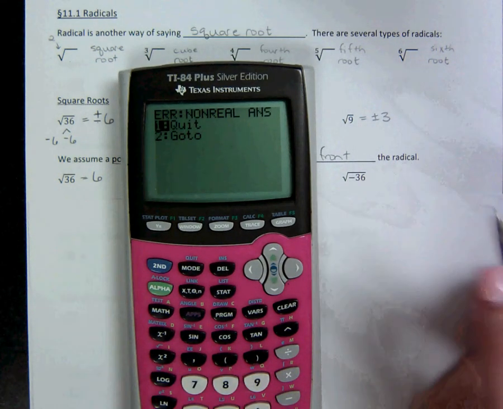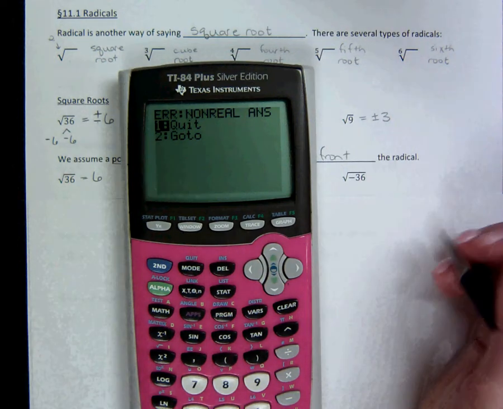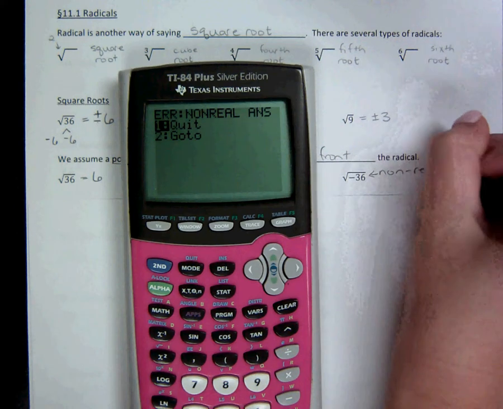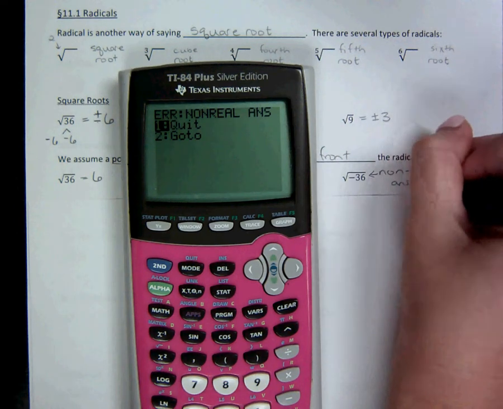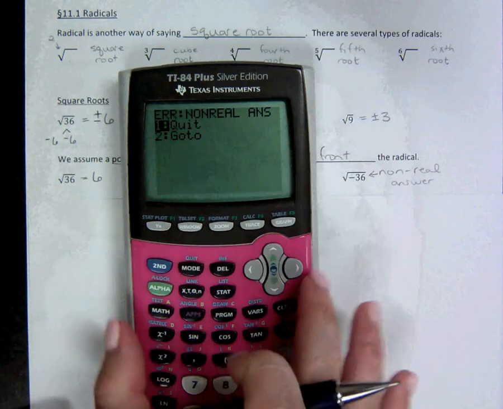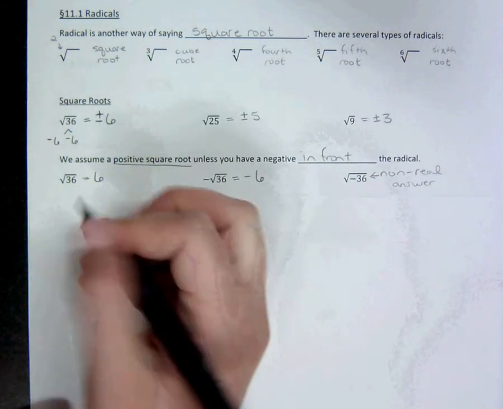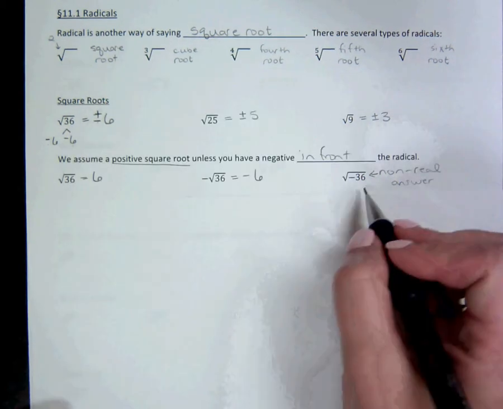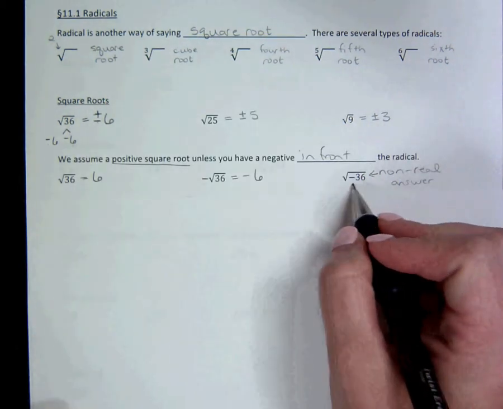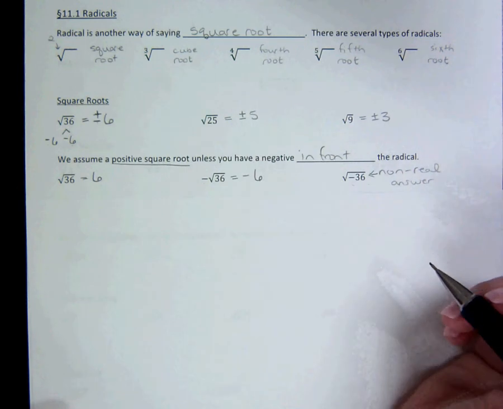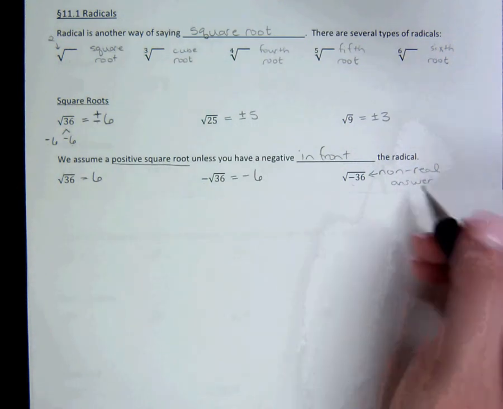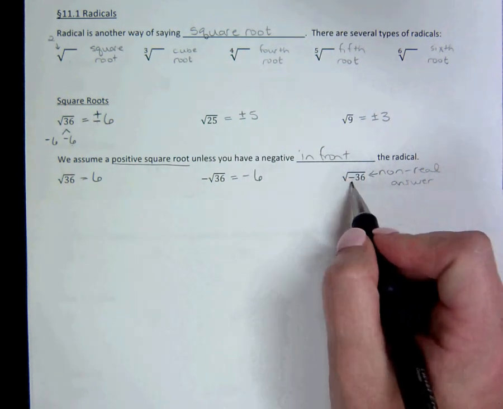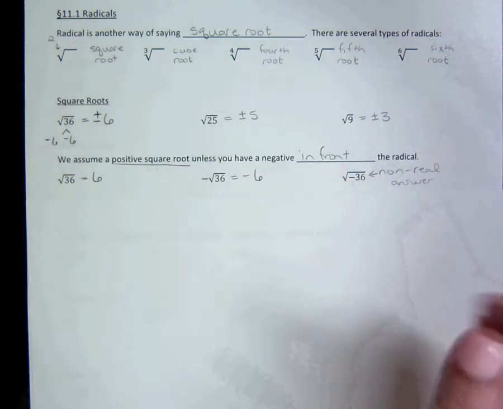And it will give you an error. It says non-real answer. So this has what we call a non-real answer. We would think that it would be negative 6, but we know that when you multiply negative 6 times negative 6, you get positive 36. There are no two numbers that are exactly the same that multiply to negative 36. It does not exist. We'll learn more about non-real answers in chapter 12. But for now, when you're trying to square root a negative value, you get a non-real answer.